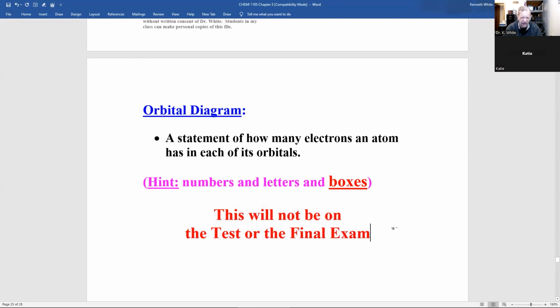Now, there's another way of showing electrons, and that's called the orbital diagram. It's a statement of how many electrons an atom has in each of its orbitals. An orbital is something that can hold 2 electrons. S subshells have 1 orbital, 2 divided by 2 means 1. And for P, which you can put 6 electrons in, in a P subshell like 2P, you divide 2 into 6, that's 3. Each orbital holds 2, so 2P has 3 orbitals. That won't be on a test or a final. And you show this with numbers, letters, and boxes.